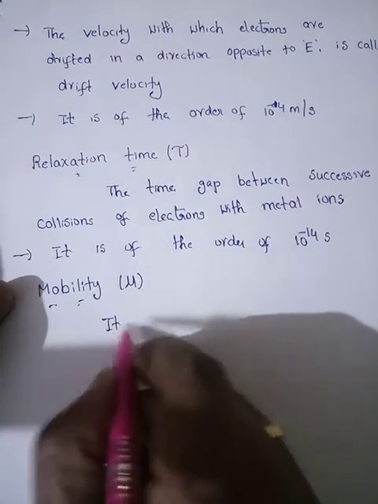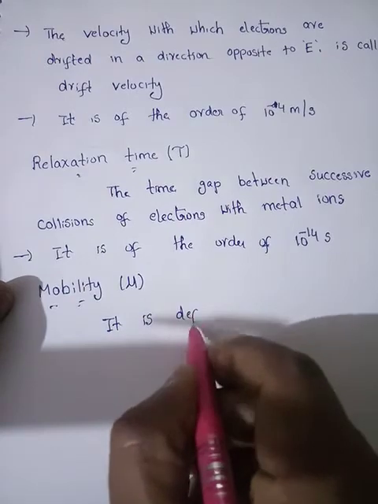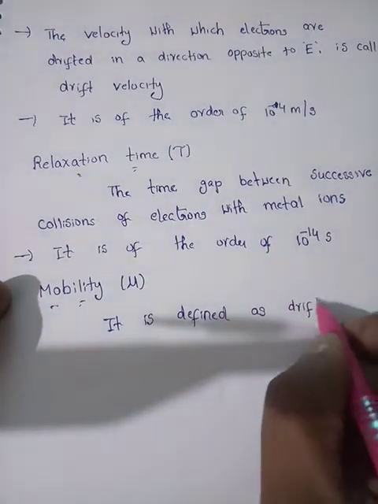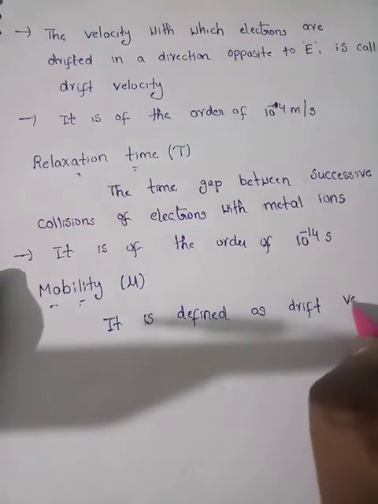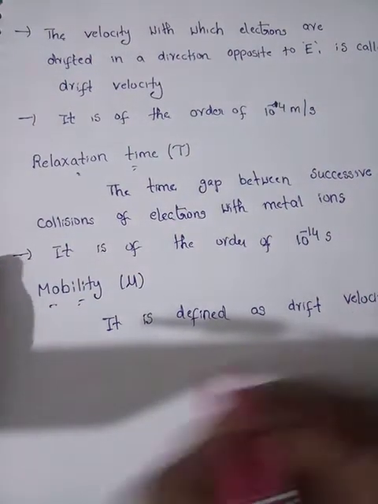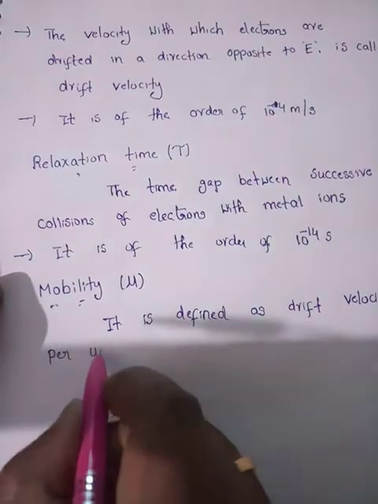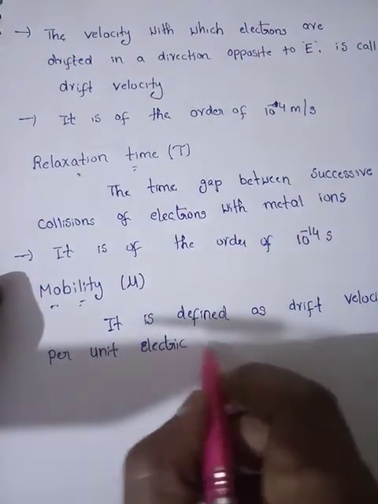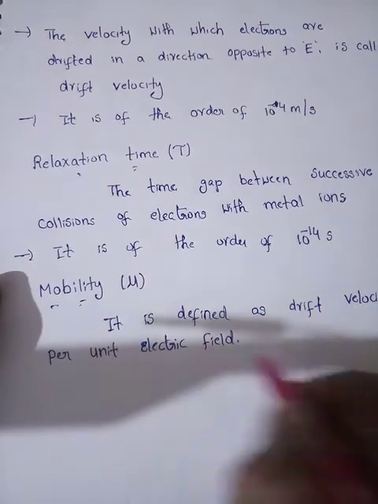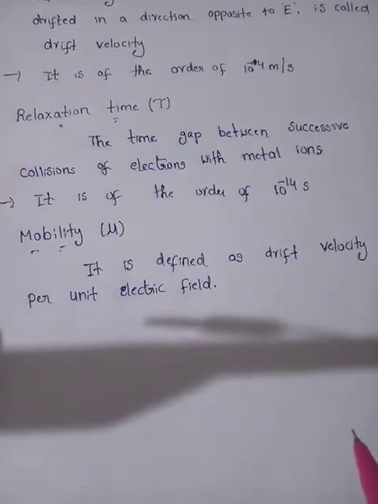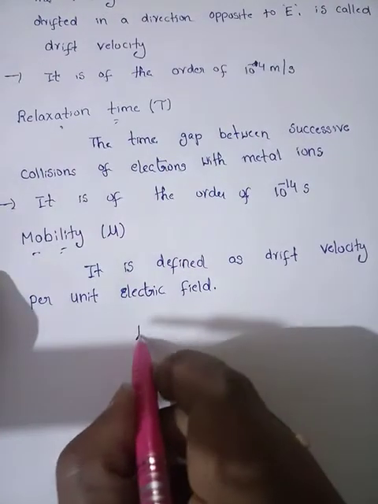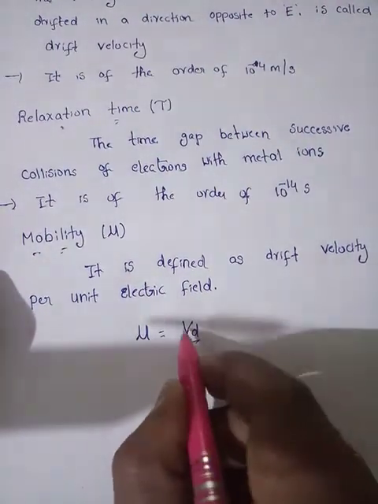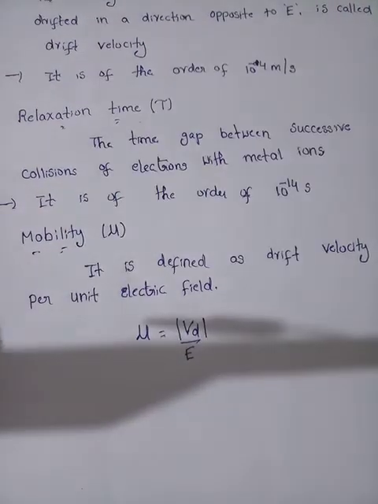So mobility is defined as drift velocity per unit electric field. It is defined as what? Drift velocity per unit electric field, represented by mu. So what is the definition? Mu is equal to v d by E. Here we consider the magnitude of drift velocity.